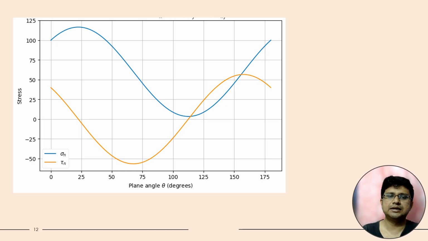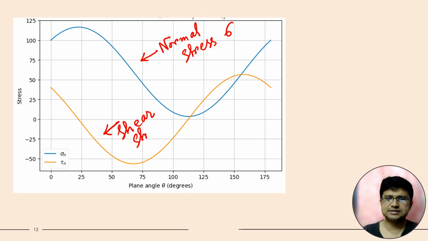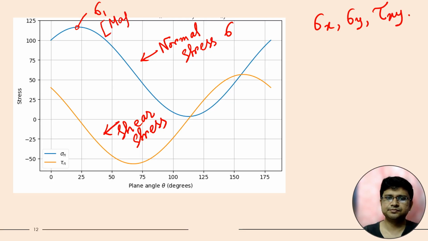Now these are two graphs. This one is the graph of normal stress sigma n, and this is the graph of shear stress for a particular value of sigma x, sigma y and tau xy. Here you can see that this is the point of maximum normal stress. So we can say this point is the major principal stress, because this is the maximum value of normal stress.